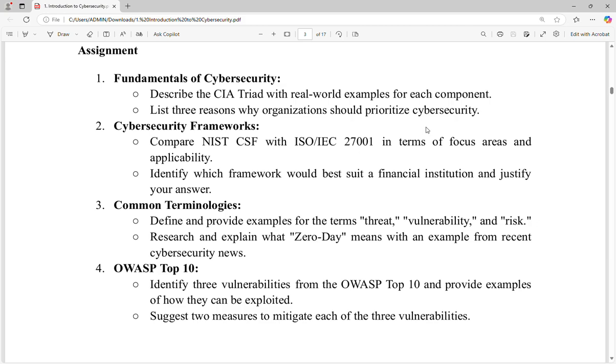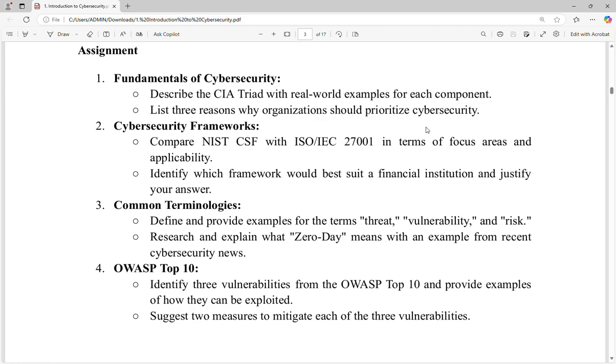First, describe the CIA triad with a real-world example for each component. List three reasons why organizations should prioritize cybersecurity. Do research on that, and then explain it. And then for cybersecurity frameworks, compare the NIST CSF with ISO/IEC 27001 in terms of focus area and applicability, and also identify which framework would best suit a financial institution and justify your answer.